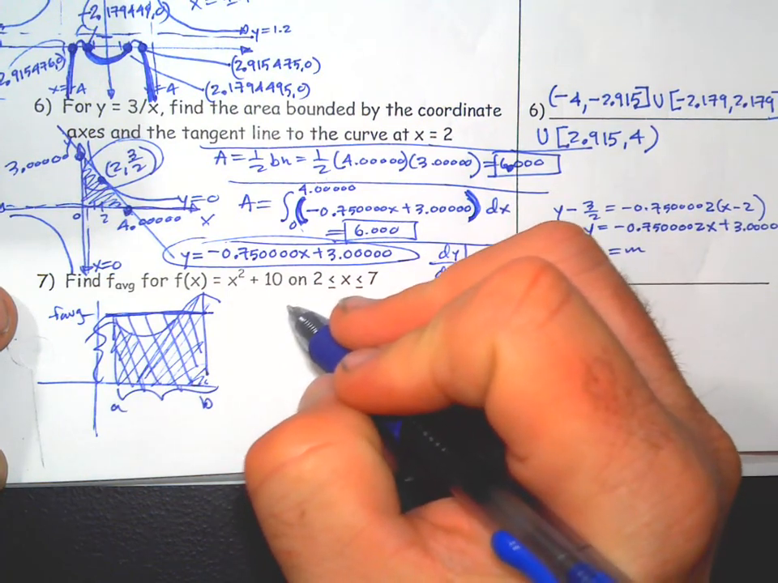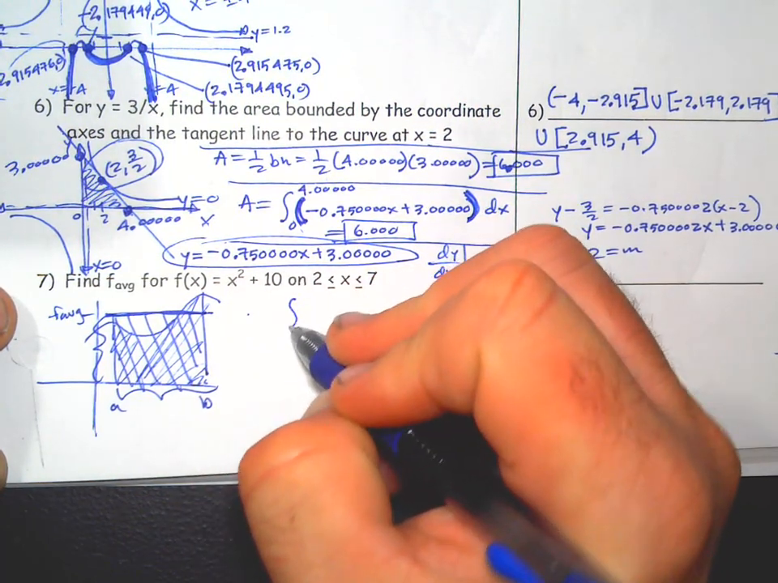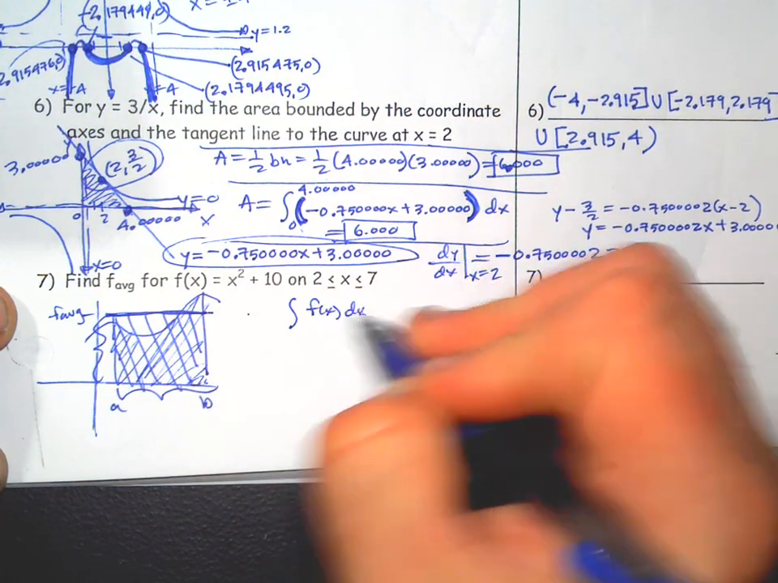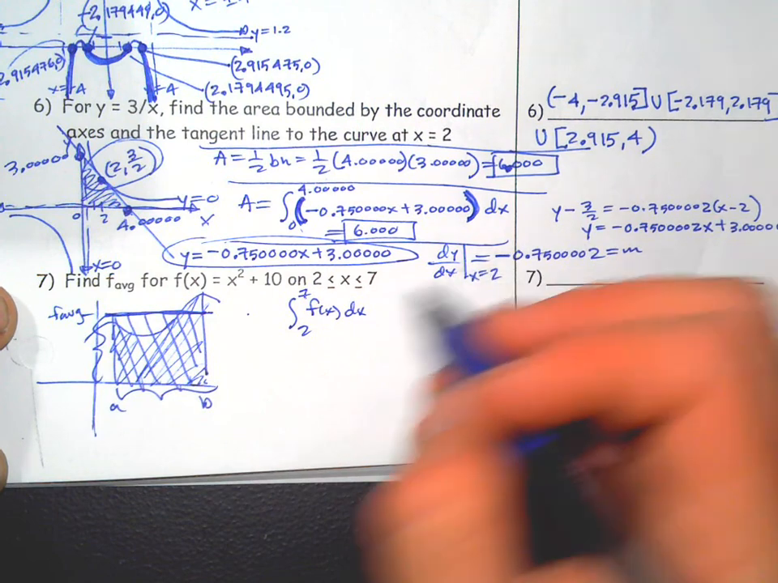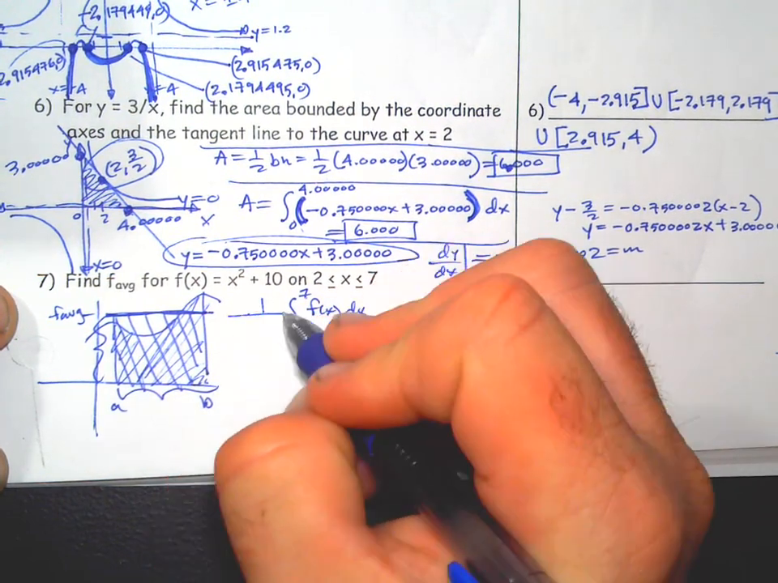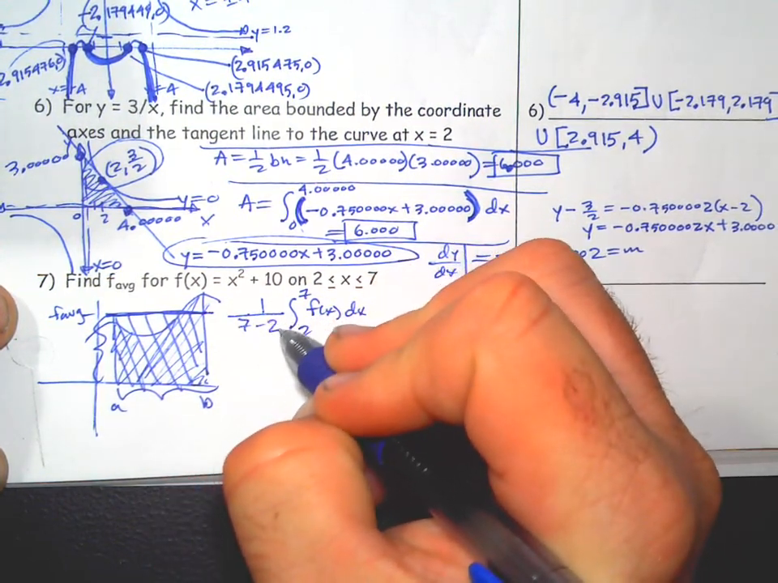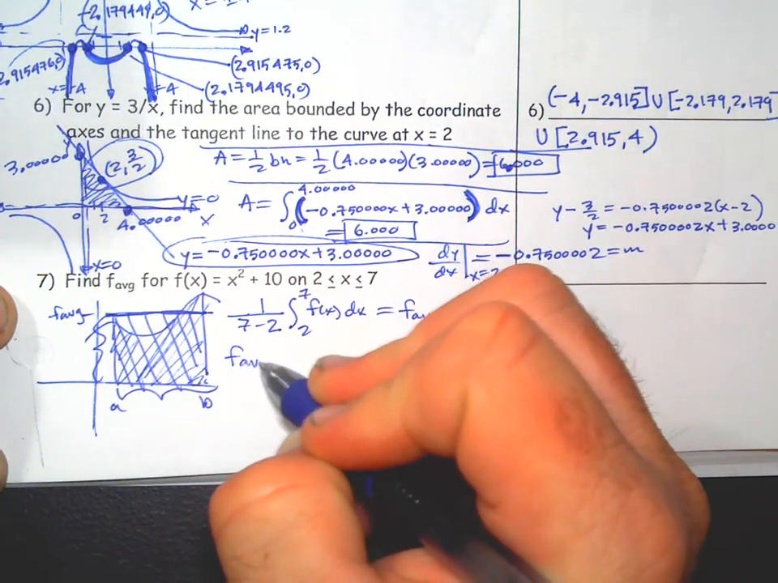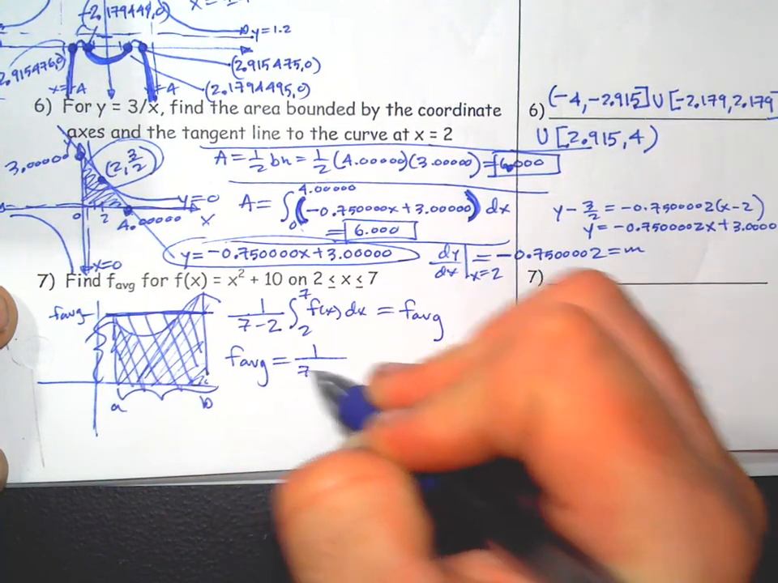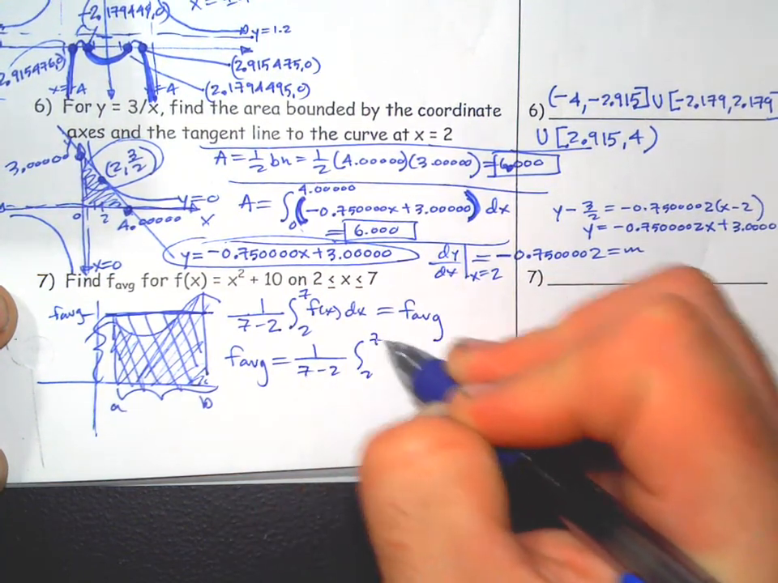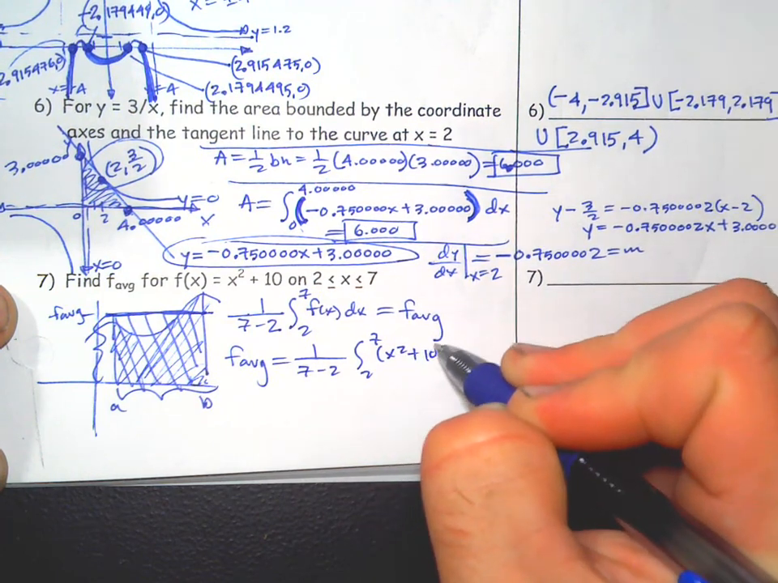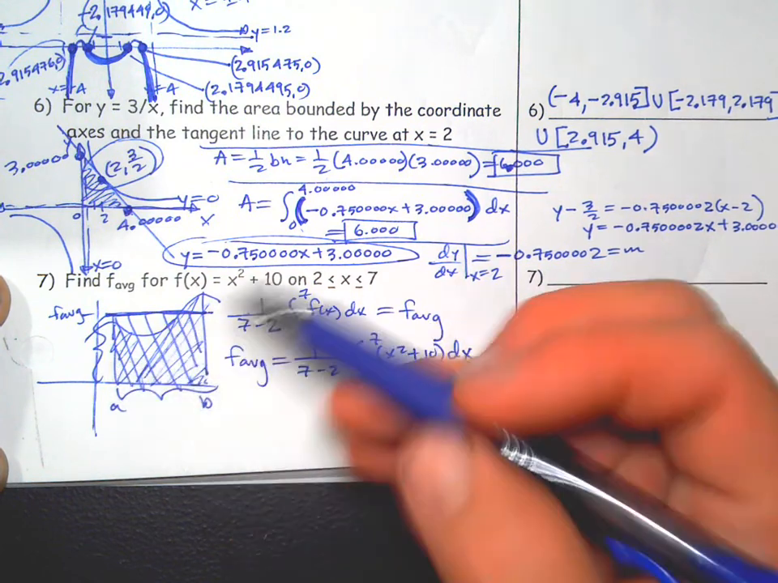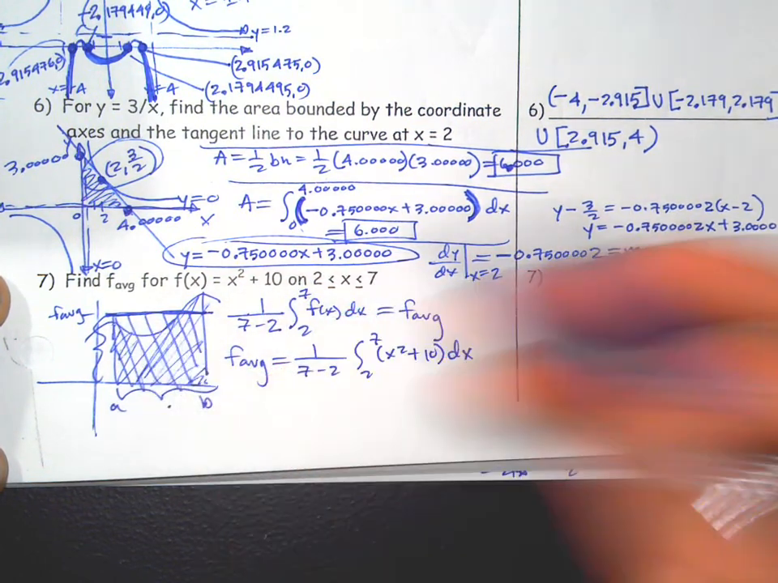So if you could find the area of the rectangle, which is the area of the curve from 2 to 7, right? That would give you the area of the rectangle, and then if you divide it by the base, which would be 7 minus 2, that gives you F average, gives you the height. So F average equals 1 over 7 minus 2 times the integral from 2 to 7 of x squared plus 10 dx. That's how you do it. Find the area of the curve, think of it as a rectangle, divide by the base of the rectangle, get the height.